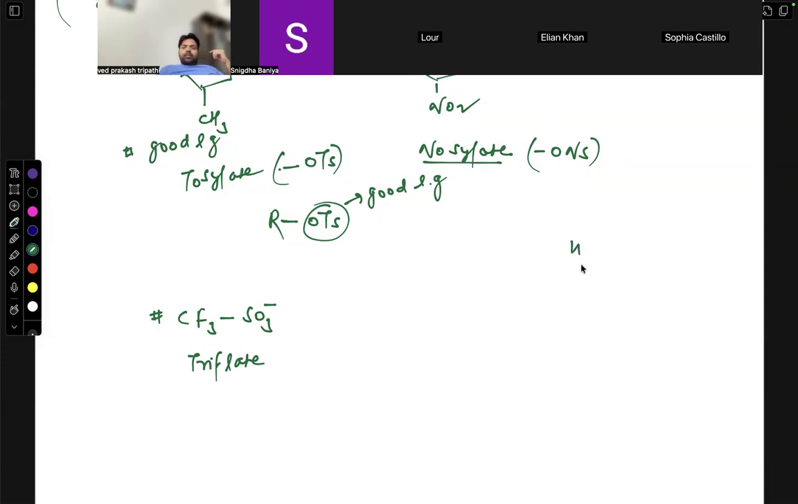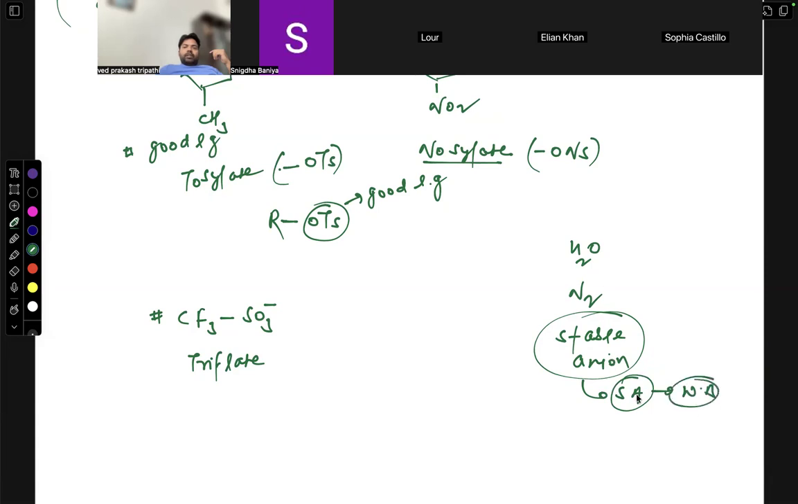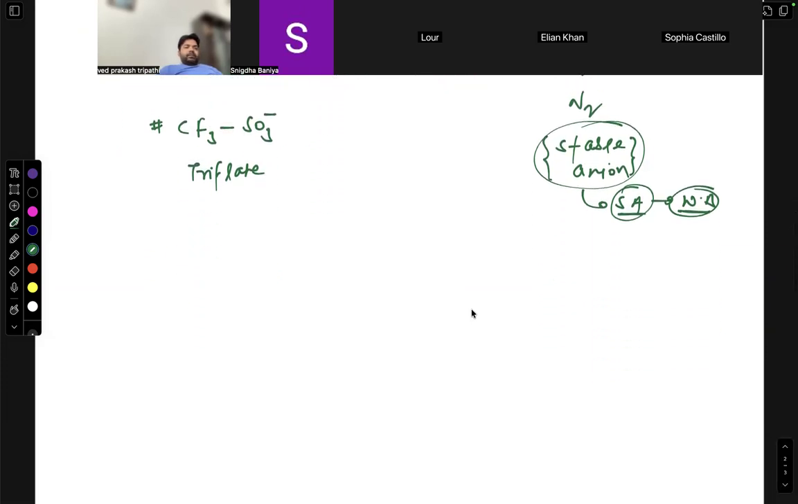is the best leaving group. Generally N2 is the best leaving group. Tosylate, nosylate, triflate are the best leaving groups. You know, a stable anion is the best leaving group. Stable anion, and we know that stable anion means strong acid. Strong acids are weak bases. So sometimes these terms can also help you. So weak bases are good leaving groups, or strong acids are good leaving groups, or a stable anion is a good leaving group. Okay.